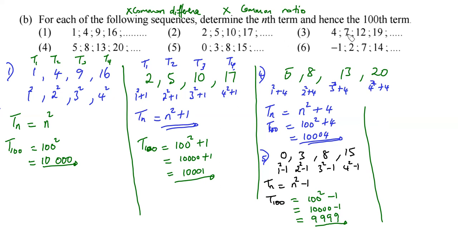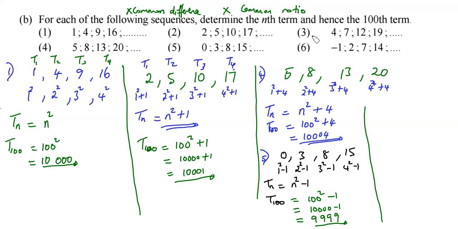You just say, okay, 7 minus 4 is 3. 12 minus 7 is now a different value, which is 5. But now 3 and 5 are different, so common difference is out. Okay, 7 divided by 4 gives us 7 over 4. 12 over 7 gives us 12 over 7. Are they the same? So common ratio is out.